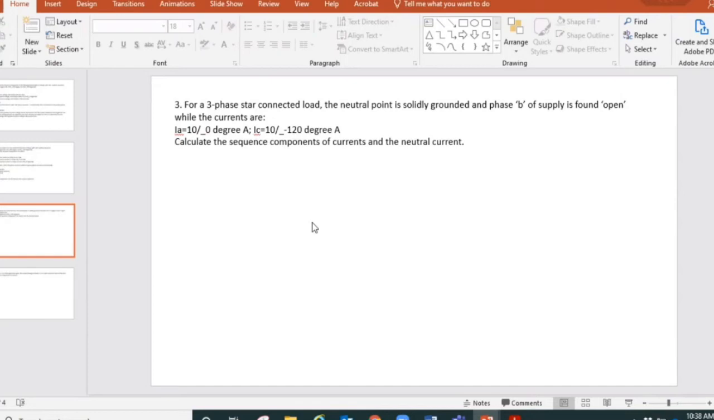And for IB, not there. What is there? The current for phase C, which is IC, 10 at an angle of negative 120 degrees ampere. So what we are asked to do again is to find the sequence components of currents and also the neutral current, which we did not consider in the two previous tutorials that we did.